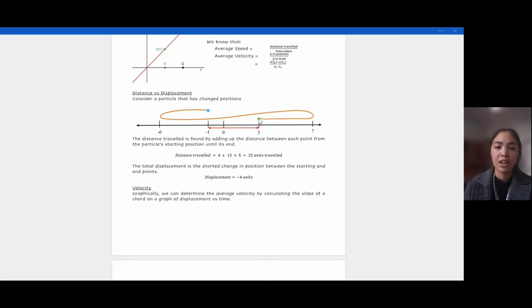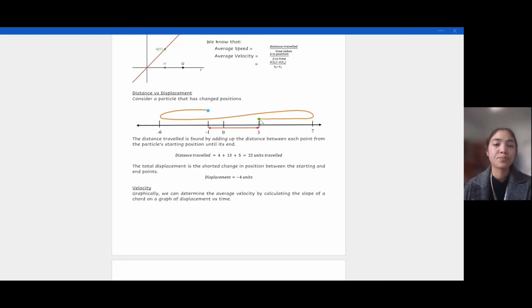For my particle starting at 3, the difference between 3 and 7 is 4. Then between 7 and -6, that it's now travelled coming back around here, is 13. And finally, the distance between -6 and -1 is 5. Adding all of this up together gives me 22 units travelled. So that's the total distance that my particle has travelled.